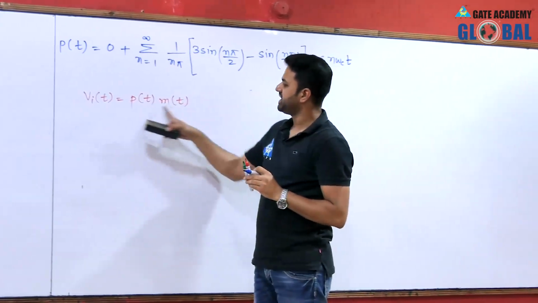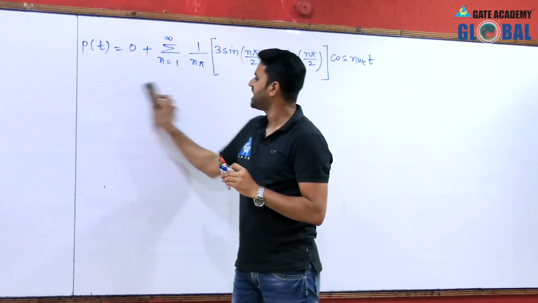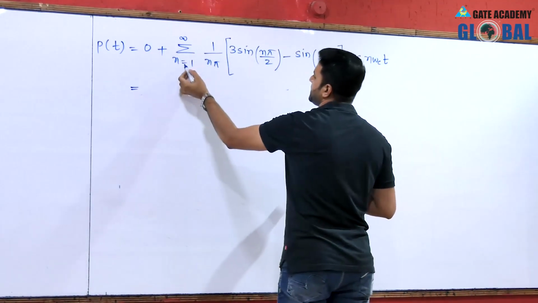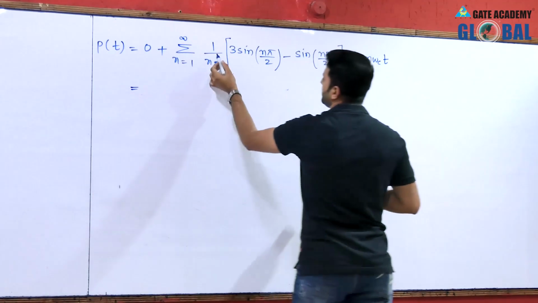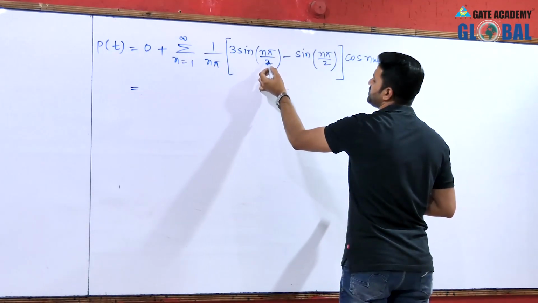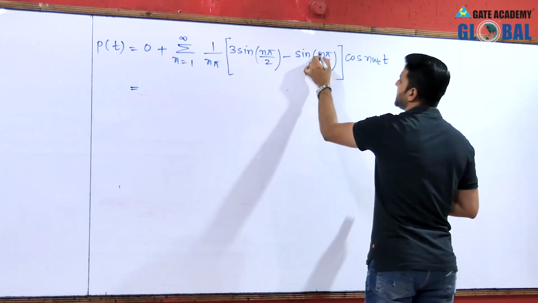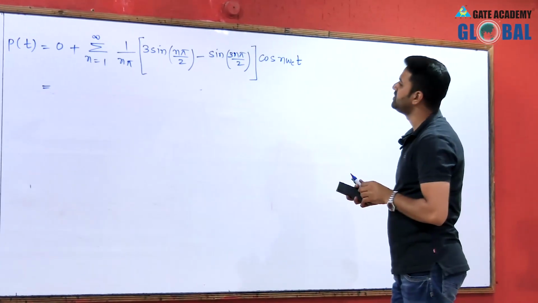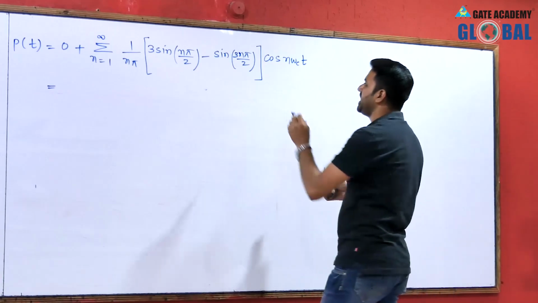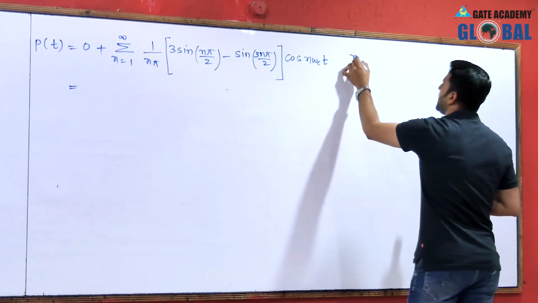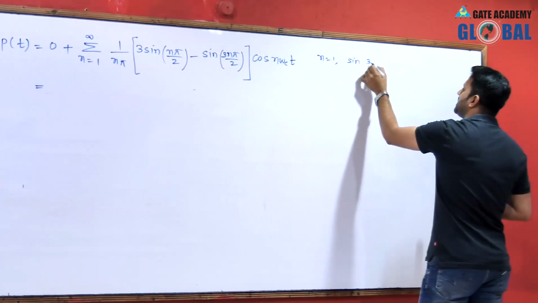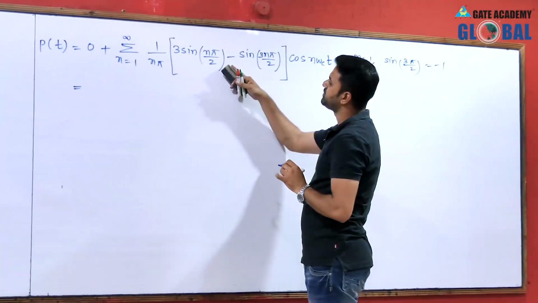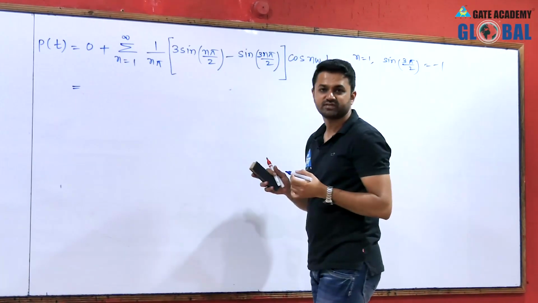Now this Pt should be multiplied with Mt to get the Vit, but before that we will expand this Pt and then we will multiply it by Mt. So if I substitute n equal to 1, I get 1 upon pi here and 3 sin pi by 2, and sin pi by 2 is 1, and sin 3 pi by 2 here is minus 1. So this minus minus becomes plus, so plus 1, and here plus 3, so 3 plus 1 is 4.